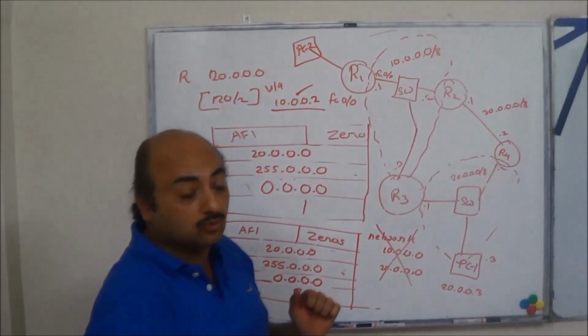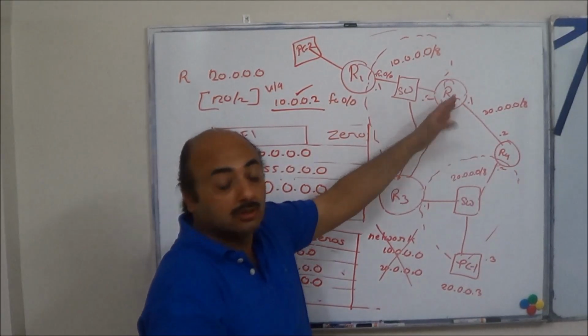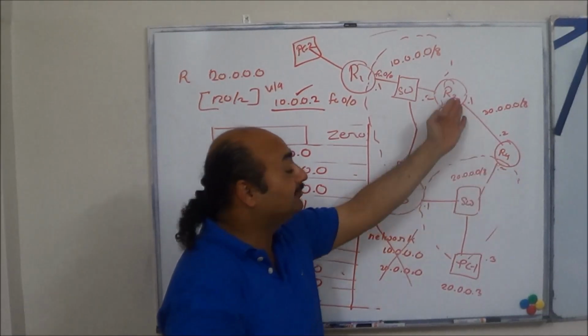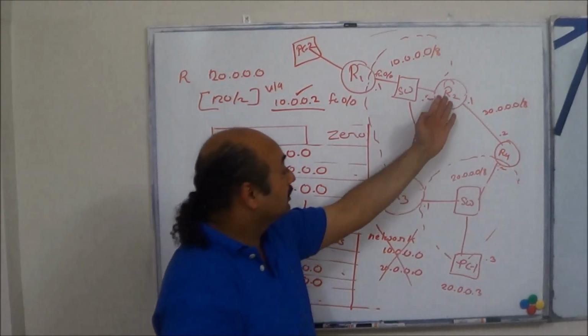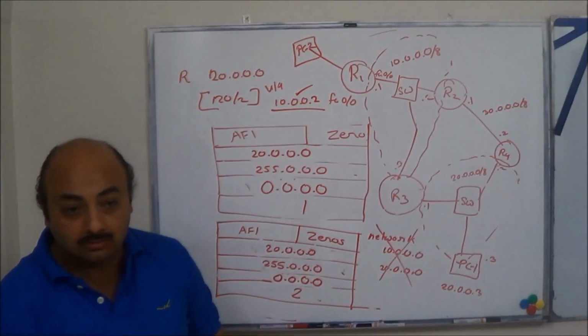Right? That's how it came to know. So that's why it resolves the R and then moves on. R2 obviously has the same thing. It knows that R4 had advertised to it that the 20 network is at a hop count of 1. So it forwards it here and then it moves on. Fine? This is the logic.